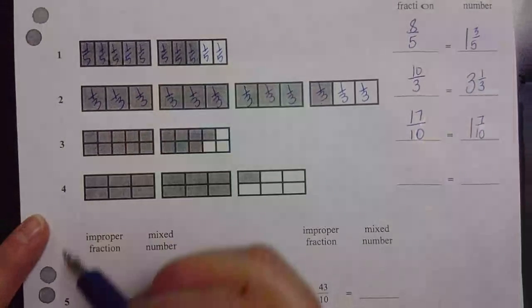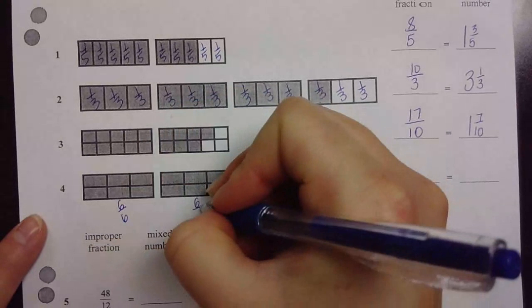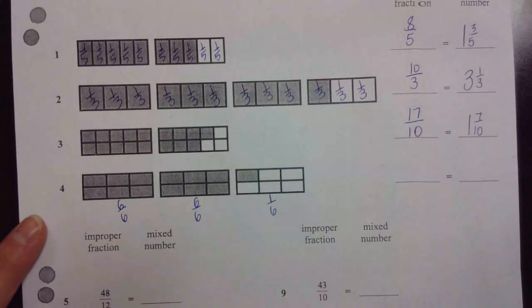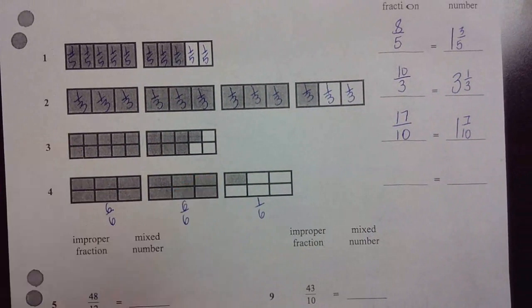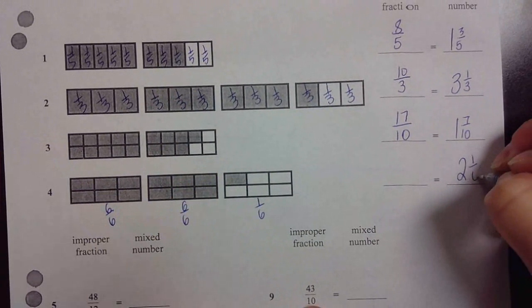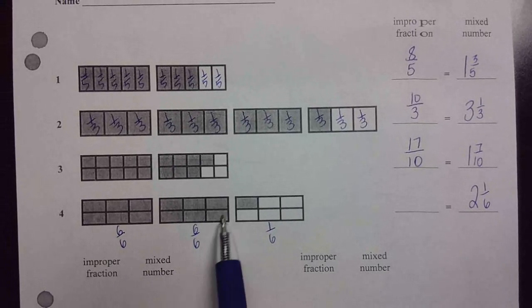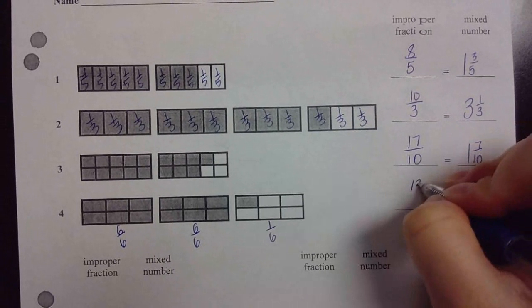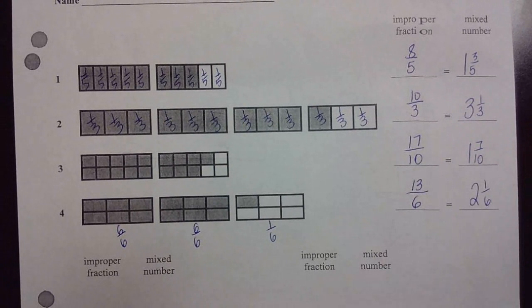Here, these are all 1, 2, 3, 4, 5, 6. So this is 6 sixths, this is 6 sixths. And this is only one of these 6. So this represents 2 wholes and 1 sixth. That represents my mixed number. And then this would be 6 sixths, and that's 6 sixths. So 6 and 6 is 12. And one more is 13. So that's 13 sixths. What are they partitioned into? 6. Okay, I want us to take a look at our numerators and denominators, focusing on the denominators.